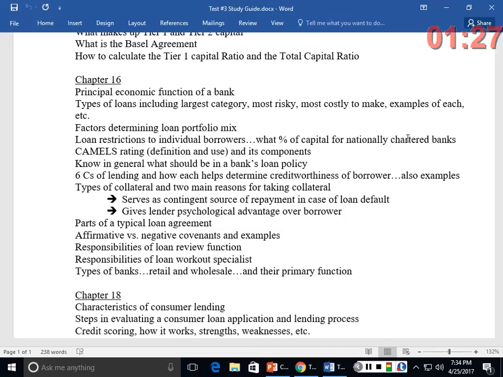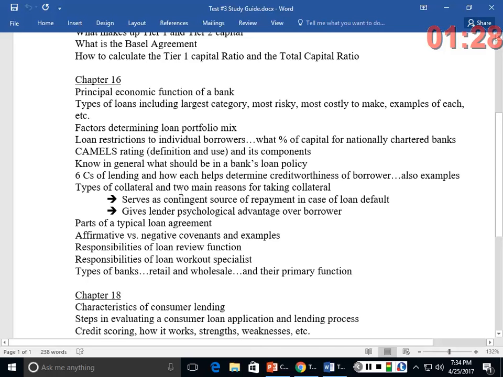All right, the CAMELS rating. Know what the CAMELS rating is. We talked about that and its components. Know in general what should be in a bank's loan policy. That'll be in the chapter. The 6 C's of lending and how each helps determine creditworthiness, and examples of each.